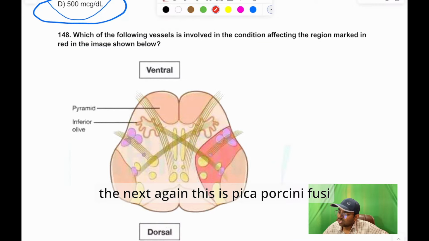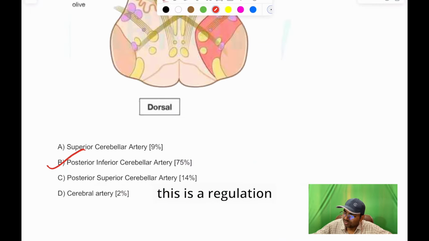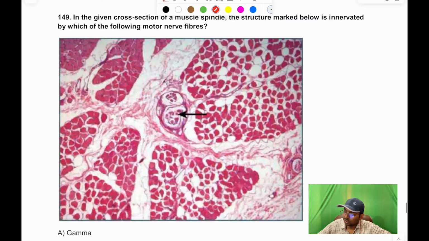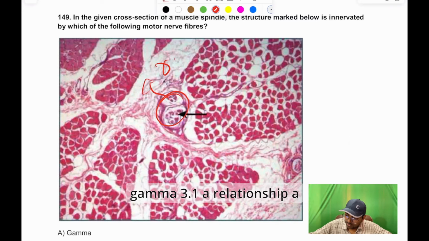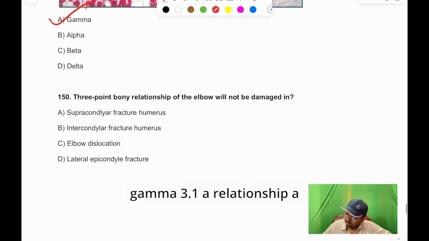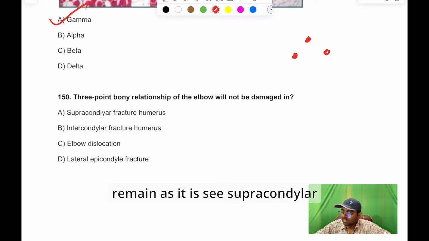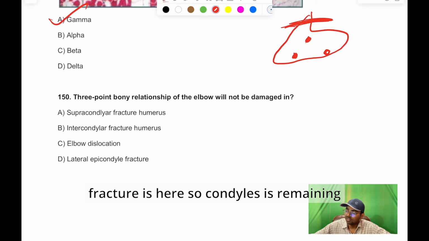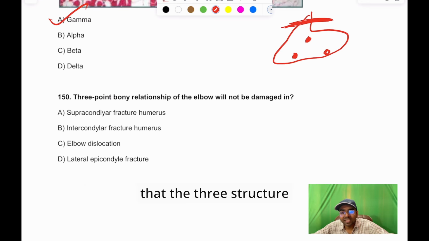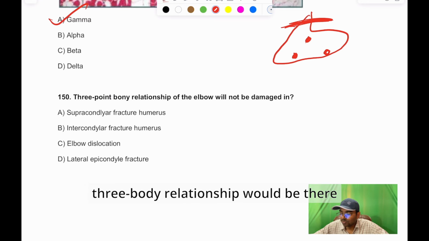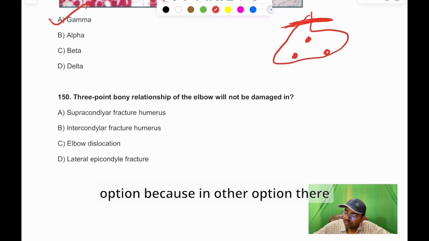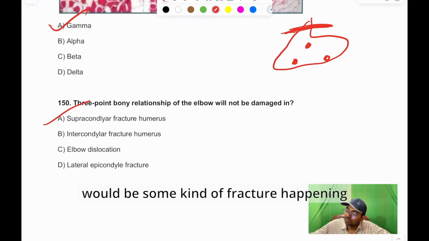Again, this is PICA, posterior inferior cerebellar artery. This is a regulation question. Now again, this is intrafusal fiber. Intrafusal fiber have gamma. Three-point bony relation. See, a relation between three would be there when the three would remain as they are. See, supracondylar fracture is here. So the condyles are remaining. If the condyles are remaining, then the three-point relationship would be there. Fine. So the answer would be A, because in all other options there would be some kind of fracture happening.